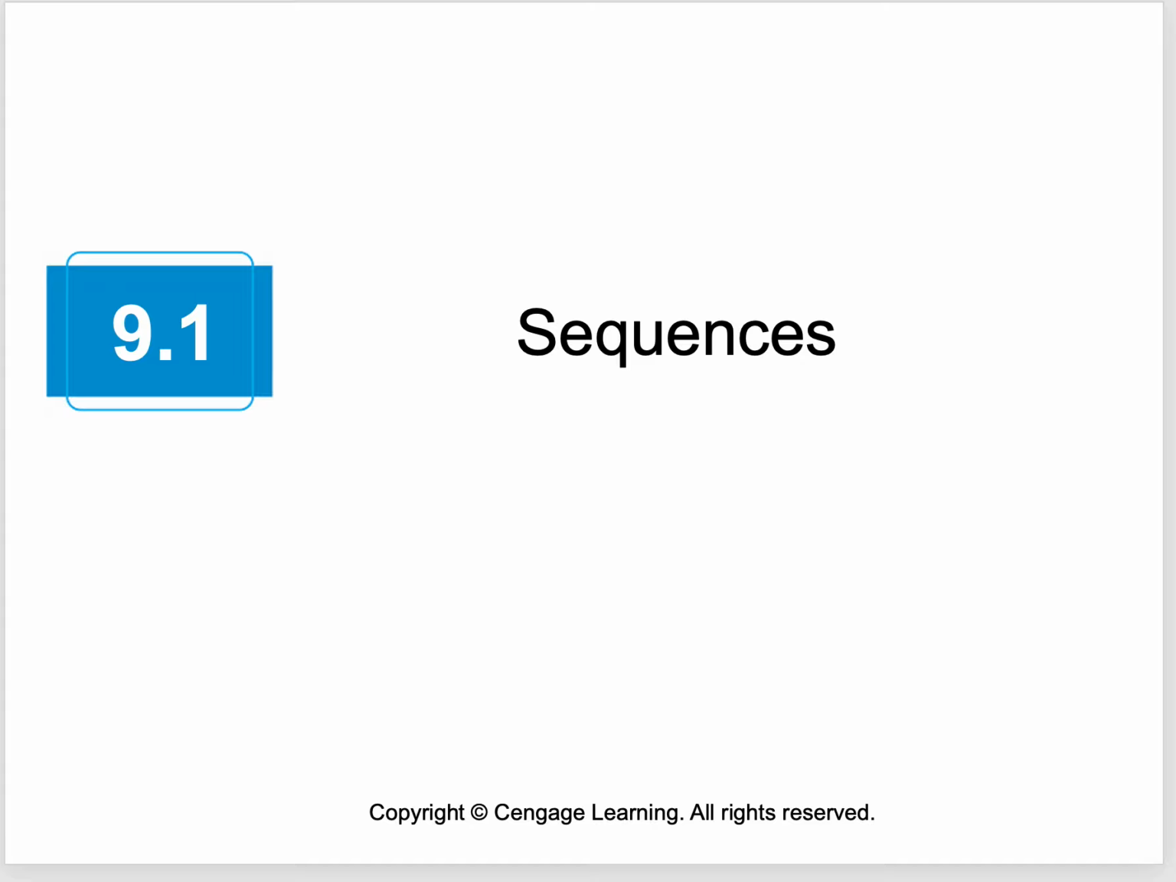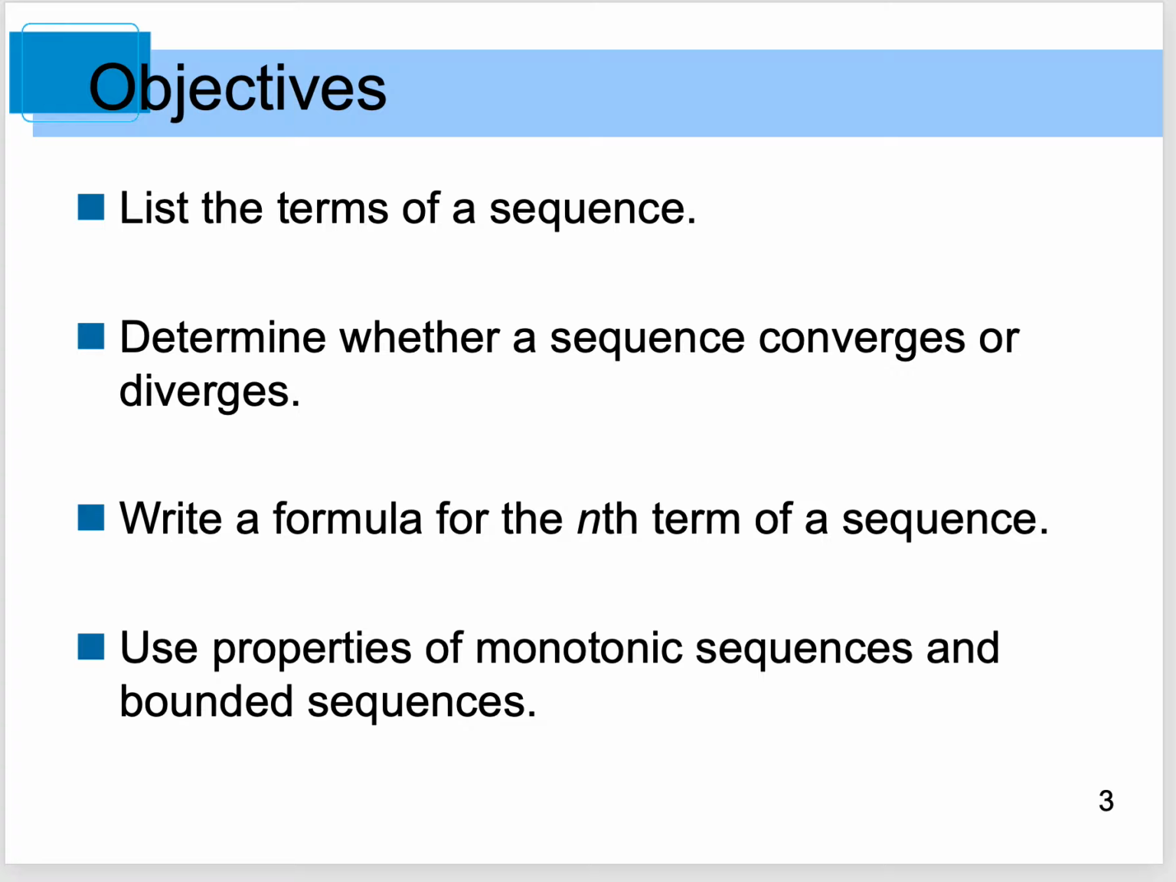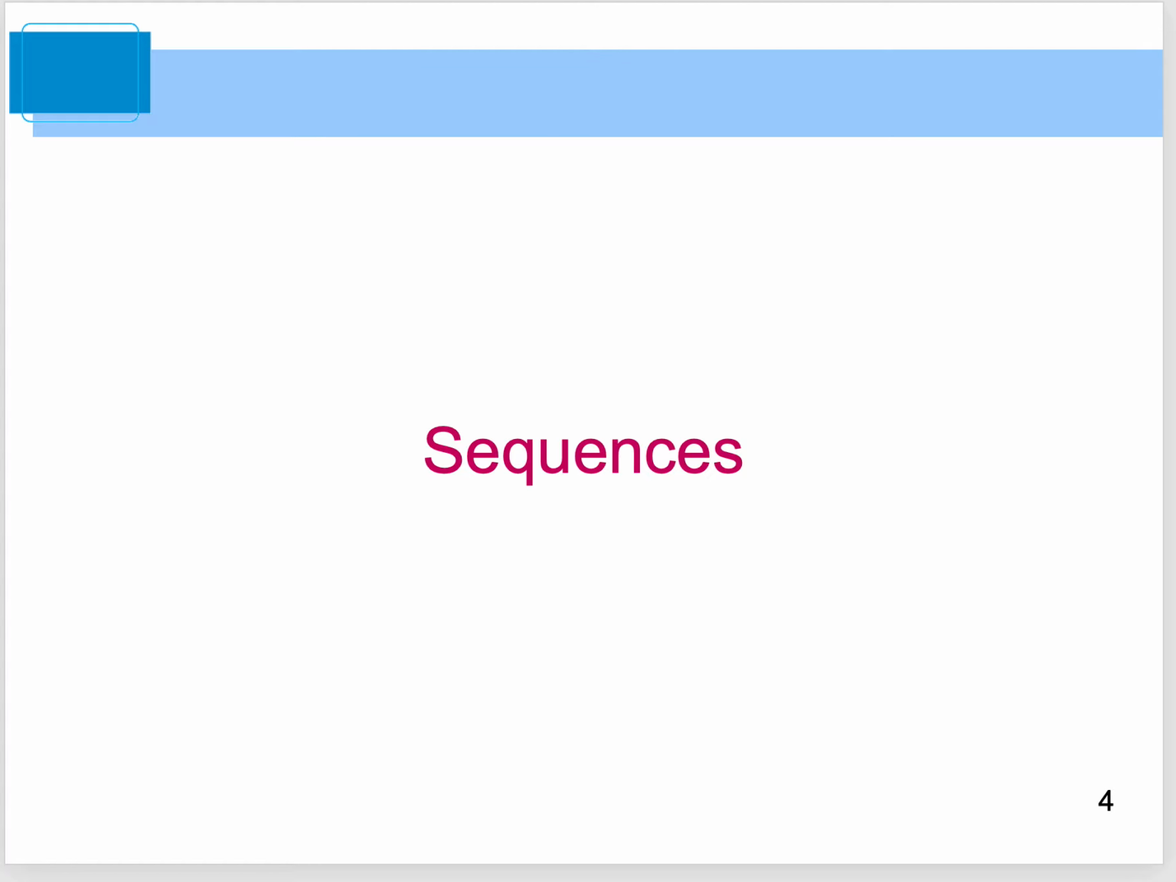Now we're going to take a quick look at sequences. In the sequence section, we want to be able to list the terms, talk about a sequence as converging or diverging, write a formula for the nth term, and then use properties of sequences and bounded sequences. This is a bit of a refresher if you haven't seen sequences in a while.